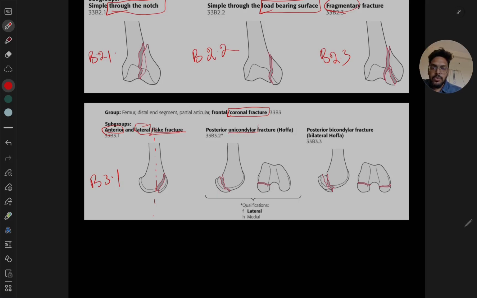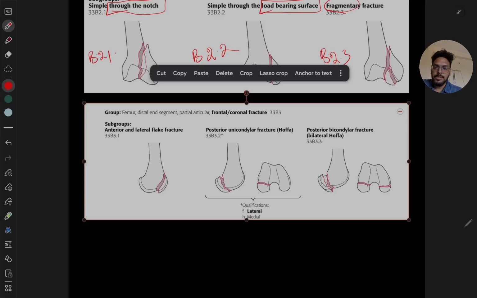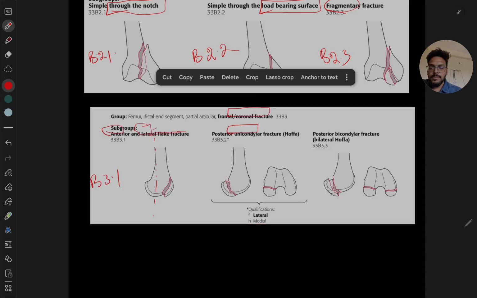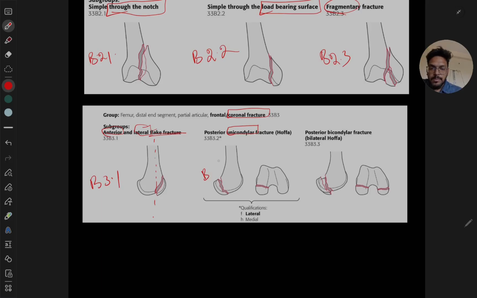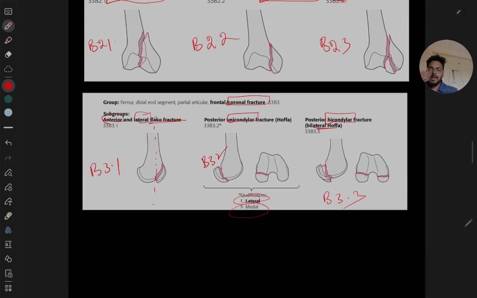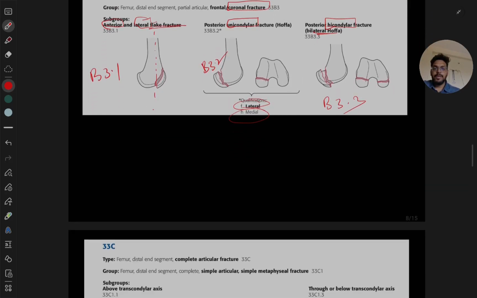Then the posterior unicondylar fracture, medial or lateral condyle getting fractured, is B3.2. If it is the lateral condyle, add F. If it is the medial condyle, add H. Okay. Then in the posterior bicondylar fracture, bilateral Hoffa fracture, both the condyles involved, it is B3.3. Okay. This is the classification for Hoffa fracture, B3.